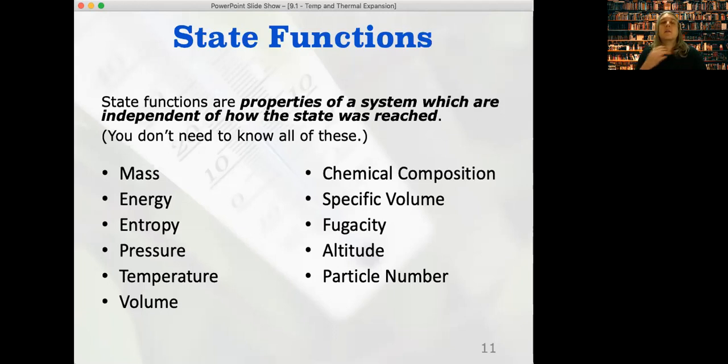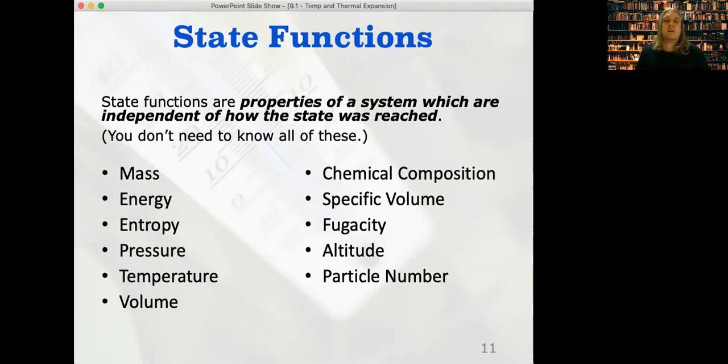And these other terms you're not going to need to know at this point. We will talk about some of them. We don't need to know entropy at this point, but we will learn it. We've already met pressure, and temperature we're talking about now. You know what volume is. So those things we will or have met, and all of them don't care about the history of that water. Once it's a bowl of water, that's all that matters. Doesn't matter where it came from before that. The other ones that you're not really going to look at are chemical composition, specific volume, fugacity. You are aware of altitude and particle number, but we're not going to bring them directly into it.